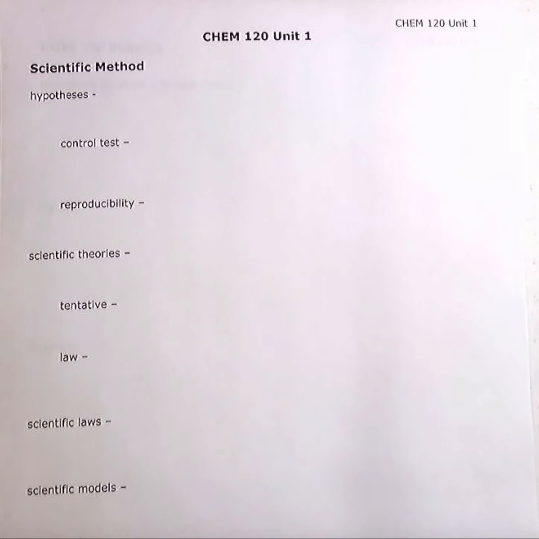Okay, so welcome to Chem 120. This is Chemistry and Society, and this will be our first lecture on Unit 1. The first part of Unit 1 talks about the scientific method.